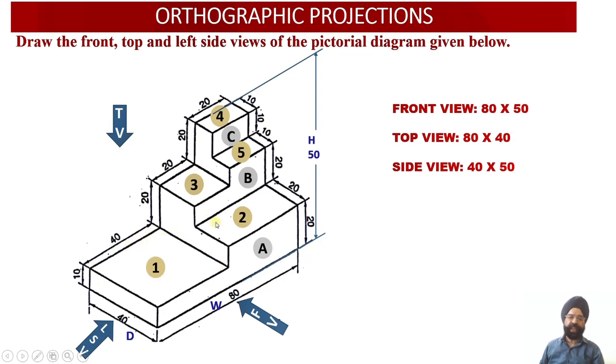Then you have surface number 2, which is the second element over here. In this surface, the dimension will be 20 millimeter and 40 millimeter. So this will be a rectangular surface which is again parallel to the horizontal plane.